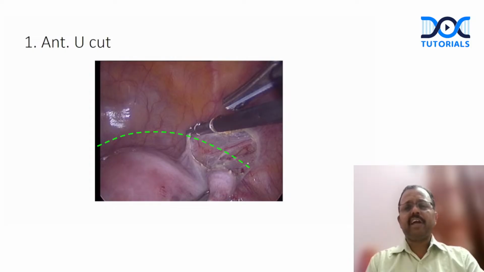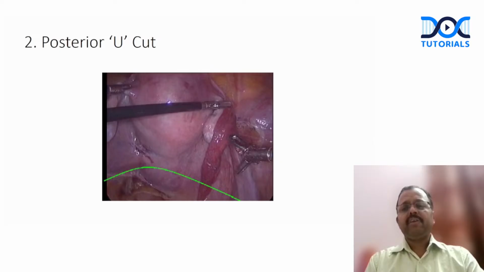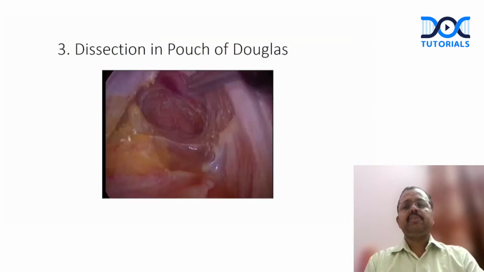So the surgery starts with an anterior U cut, that is, the UV fold of peritoneum is opened, and similarly a posterior U cut. This is on the posterior side of the uterus and cervix. Once this is done, we develop the pararectal space and the paravesical space. Now, this is what we mean by the pararectal space. On either side of the uterus and the cervix, we develop this space and go up to the level of the levator.